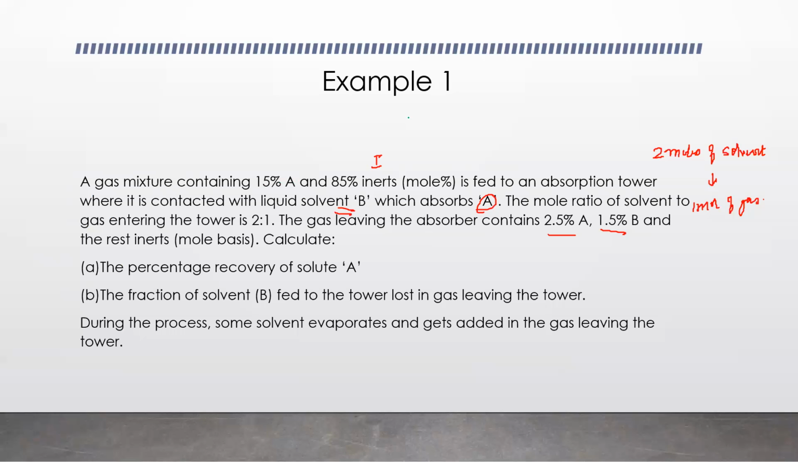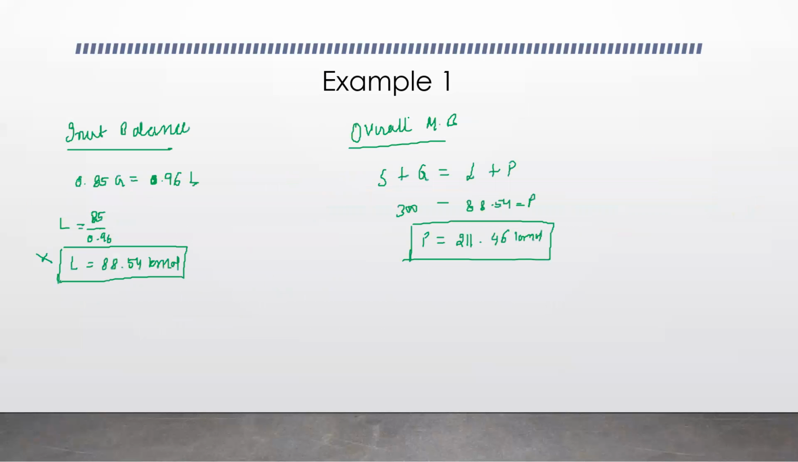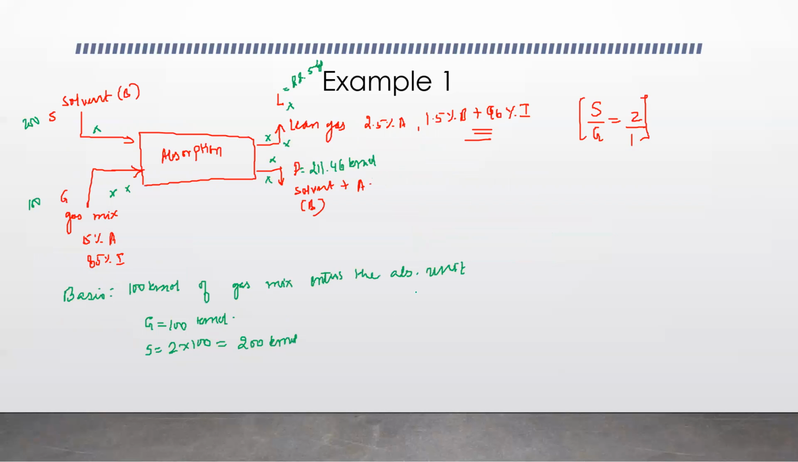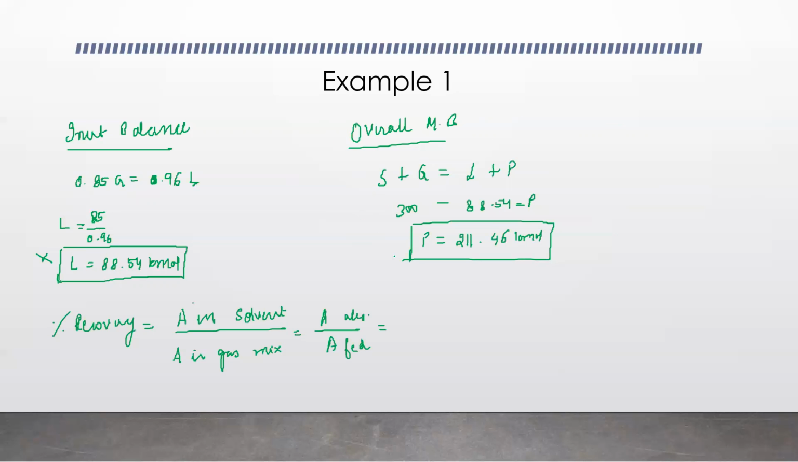So we have to see the percentage recovery of solute A. Percentage recovery is given by A in solvent, that is A that has been absorbed, upon A in gas mixture, that is the A that was fed. So A absorbed is whatever A is present in the solvent. Let's say XA is the mole fraction of A in the solvent. So we get XA into P upon A fed, which is 0.15 into 100, that is 15, into 100. Now we have to calculate XA.